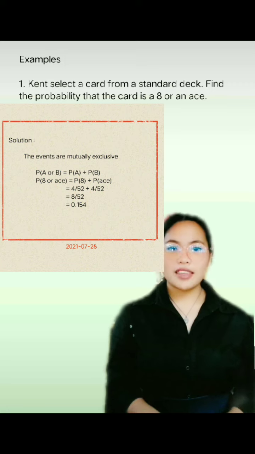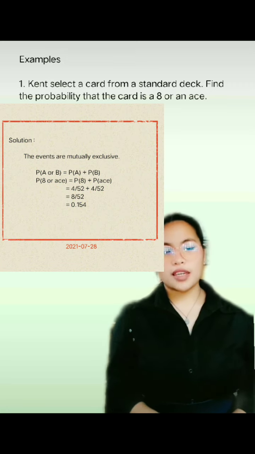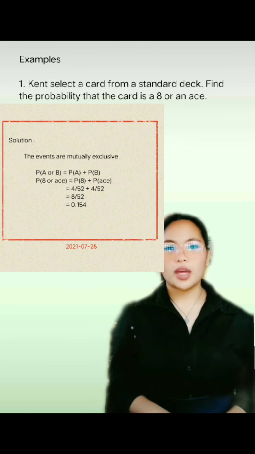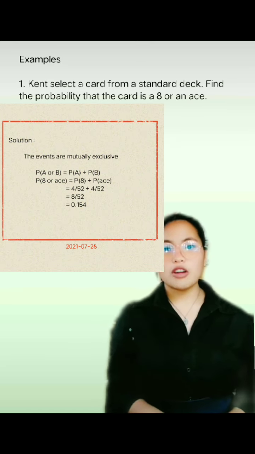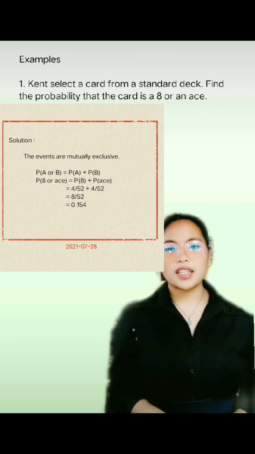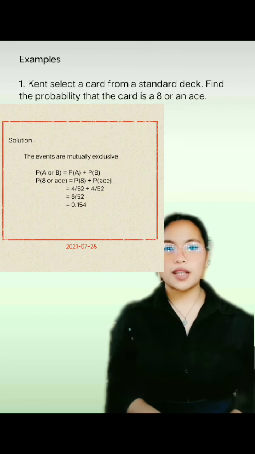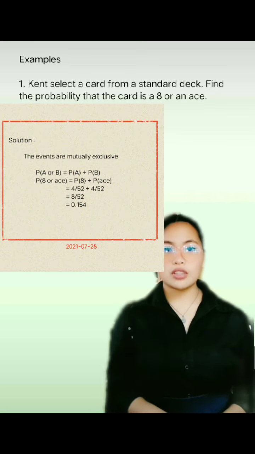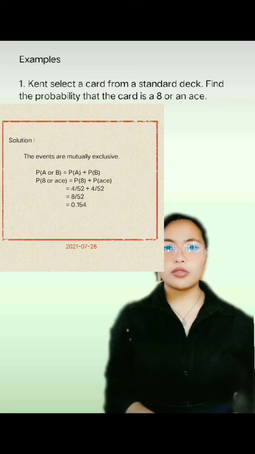So let's apply the addition rule, which is the probability of A or B is equal to the probability of A plus the probability of B. So the probability of 8 or ace is equal to the probability of 8 plus the probability of ace. There are 4 eights and 4 aces. 4 over 52 plus 4 over 52 is equal to 8 over 52, which is equal to 0.154.